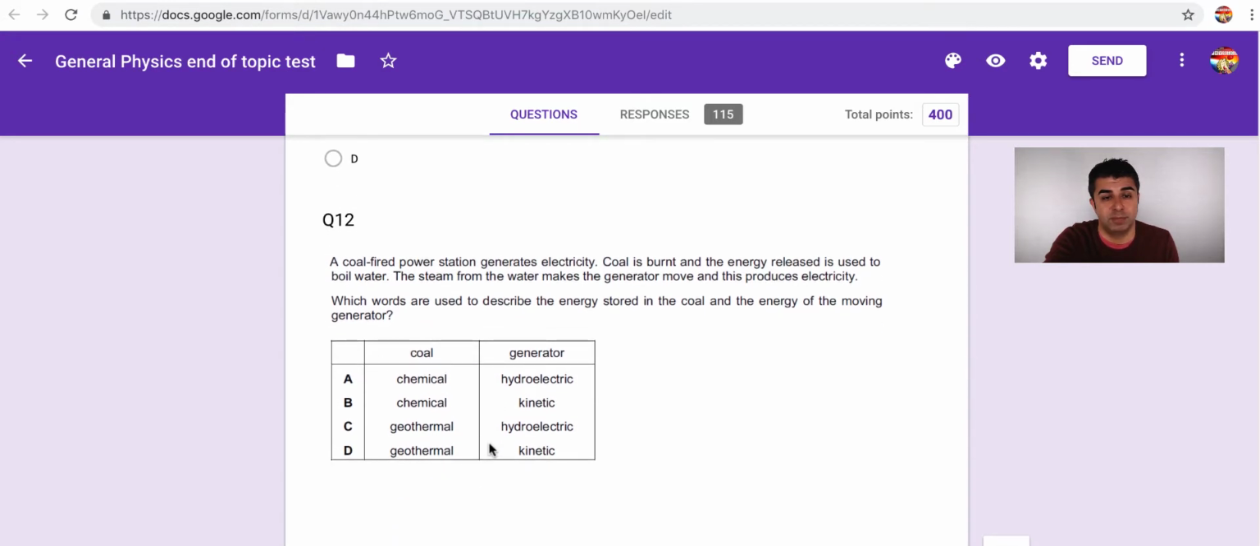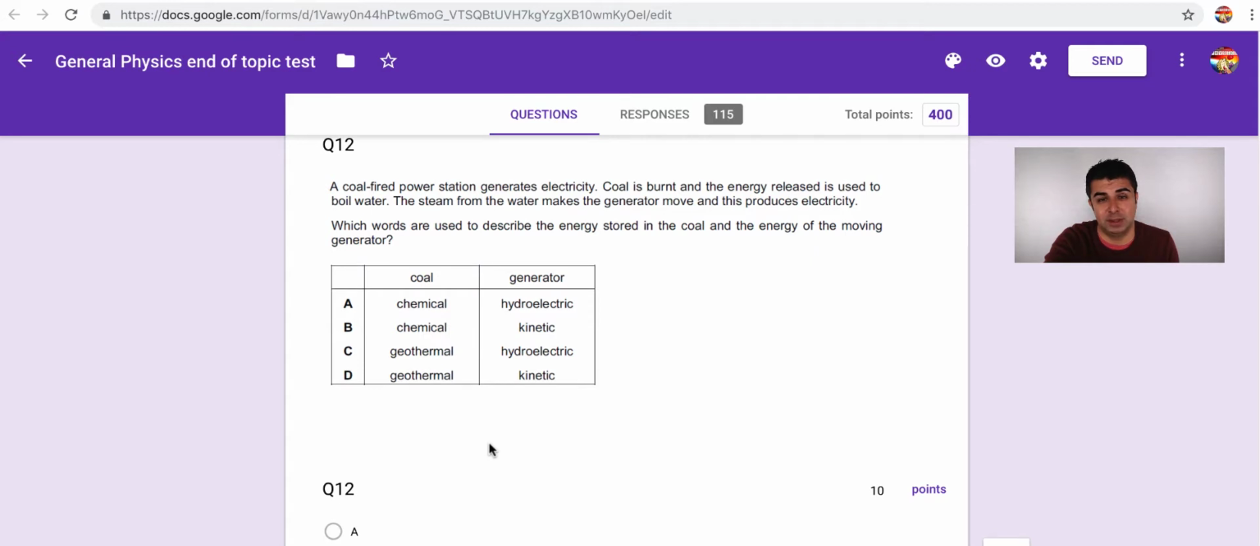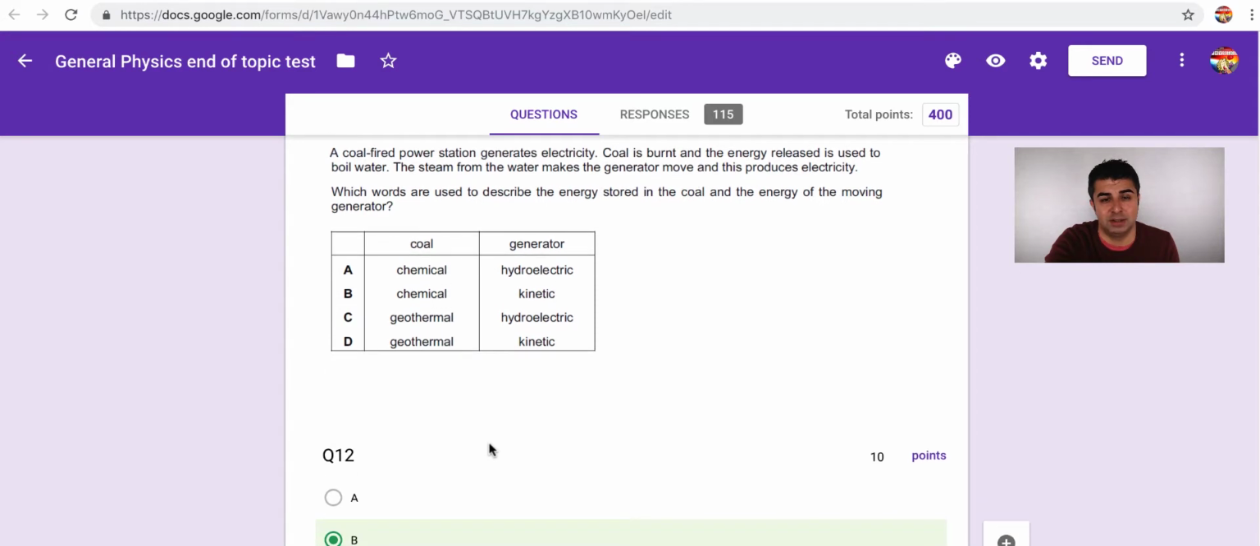Number 12. A coal-fired power station generates electricity. Coal is burnt and the energy released is used to boil water. The steam from the water makes the generator move, and this produces electricity. Which words are used to describe the energy stored in the coal and the energy of the moving generator?